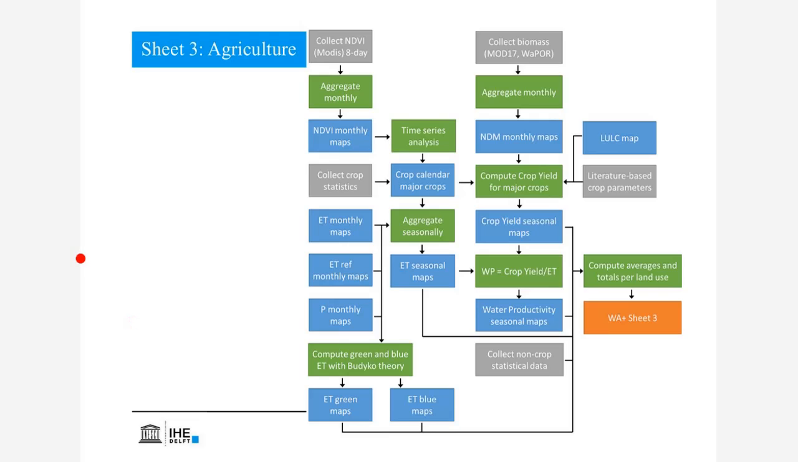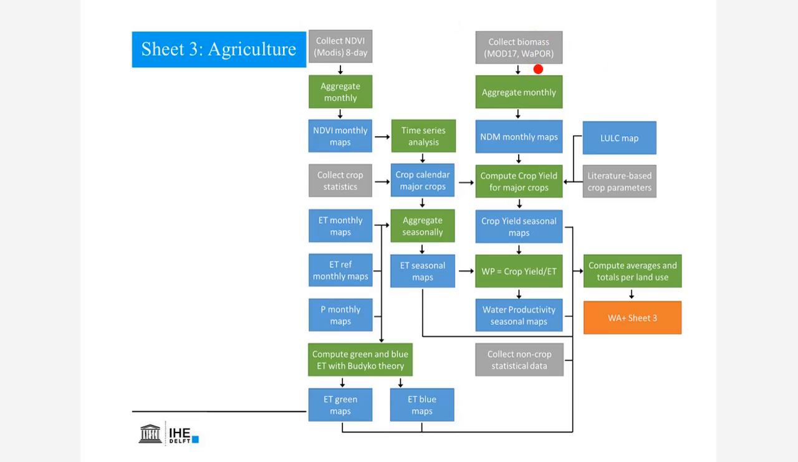The way we estimate this is, first we need to get the biomass like we did for the transpiration, but in this case we're really interested in the biomass, and we can do some time series analysis of NDVI to identify crop calendars, or we have information about crop statistics and then we can define the start and the end season of every crop. Then we need to aggregate seasonally the ET maps to get the total consumption per season. And then we have the separation of green and blue.